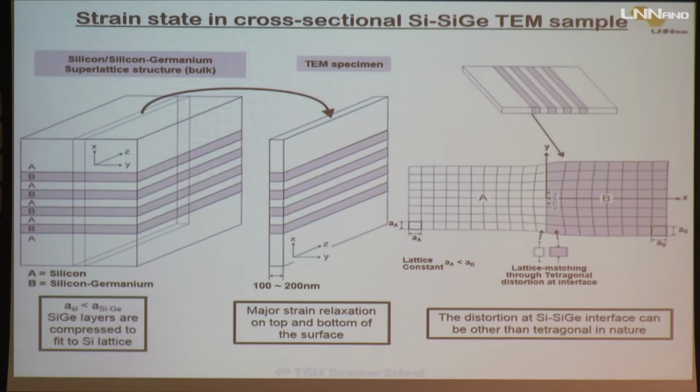we thin it on both sides and make it 100 nanometers, and further we put it into the dimple and do dimpling and ion milling, and we make a TEM sample. Once we do that, the strain state can change, and the maximum strain relaxation can occur on the top and bottom surfaces, and at the interface it can no longer have a tetragonal distortion.